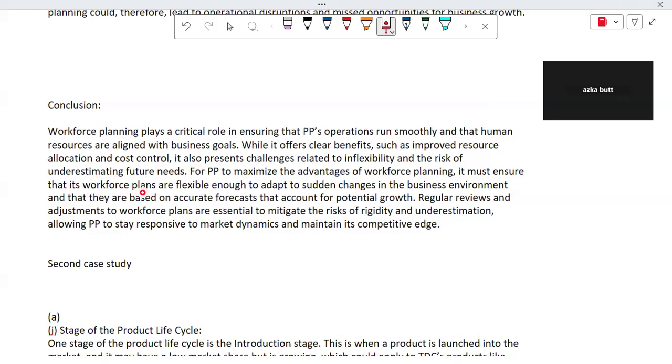It must ensure that its workforce plans are flexible enough to adapt to sudden change in the business environment and that they are based on accurate forecasts that account for potential growth. So regular reviews and adjustments to workforce plans are essential to mitigate the risk of rigidity and underestimation, allowing PP to stay responsive to market dynamics and maintain its competitive edge.